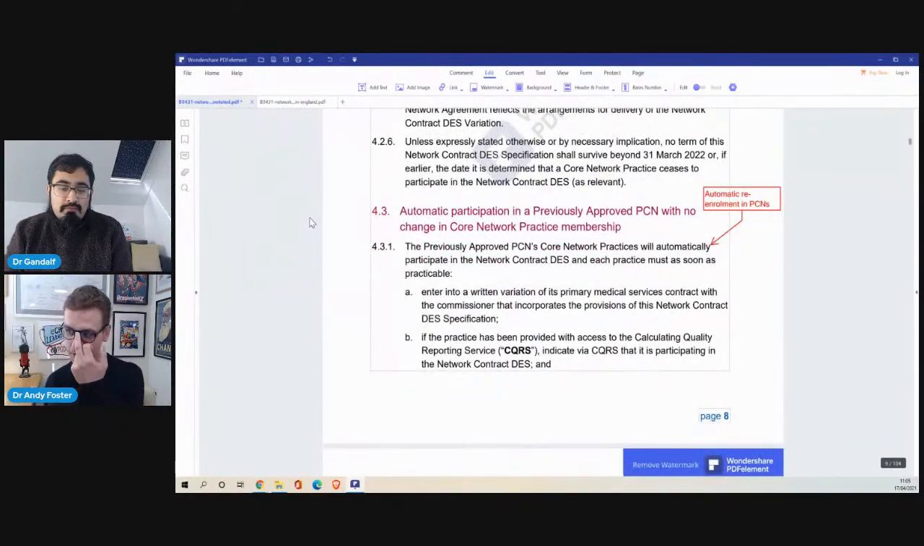We just made a note at section 4.3.1, just in case people are worrying if they need to do something moving into the next year. Do we need to sign another agreement? Do we need to get the practice to do something? The answer to this is no. It's automatic re-enrollment. If nothing's changed, then it just rolls into the next year. So just being clear about that.